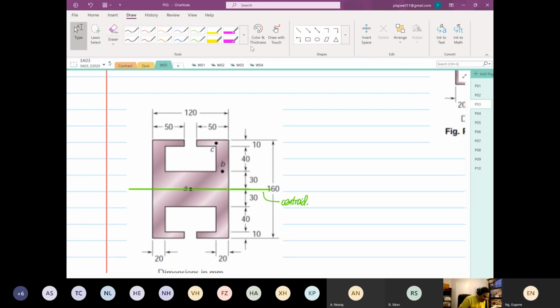Then I'm going to shade. I hope this works. This region that I'm shading is going to be for thin wall analysis. And then this region that I'm shading, you cannot classify this as thin wall. This over here is your thick wall analysis.